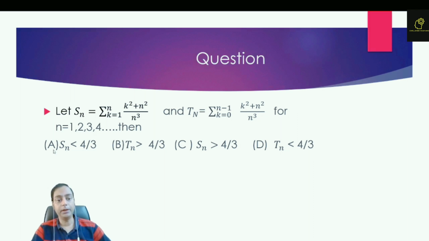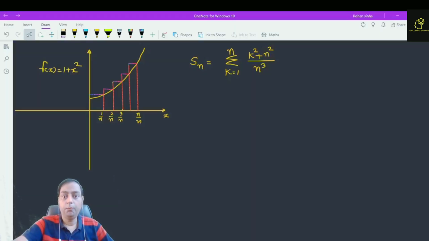Now, option A, Sn is less than 4 by 3; option B, Tn is greater than 4 by 3; option C, Sn is greater than 4 by 3; and option D, Tn is less than 4 by 3. Now, I am going to give the approach to how to solve this type of problem. What is given? It is given that Sn is equal to the sum from k equals 1 to n of (k square plus n square) divided by n cube.